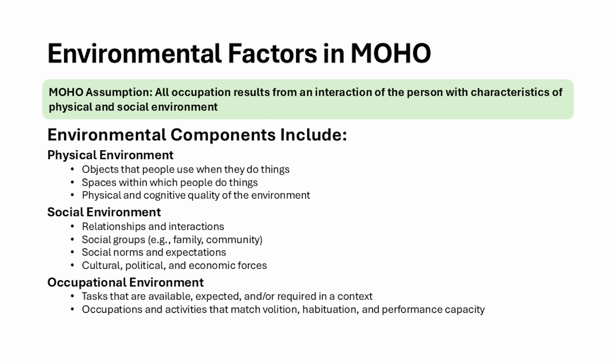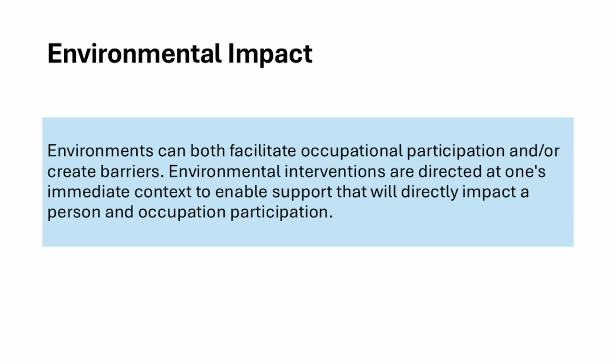And the key takeaway for us as therapists is that the environment isn't neutral. It can either support and facilitate occupation, or it can create barriers. So interventions shouldn't just target the person's skills or motivation. Exactly. Sometimes the most effective intervention is modifying the immediate environment, physical or social, to better support the client's volition and capacity.